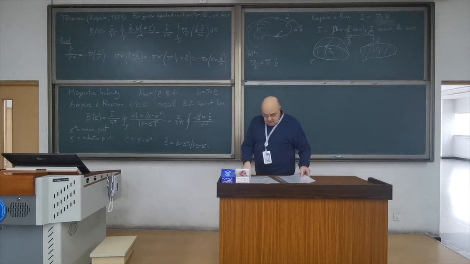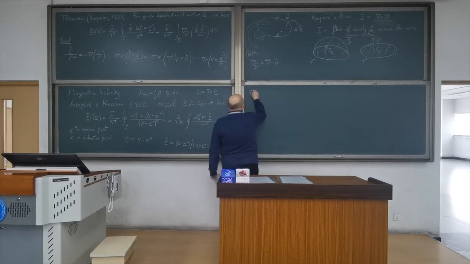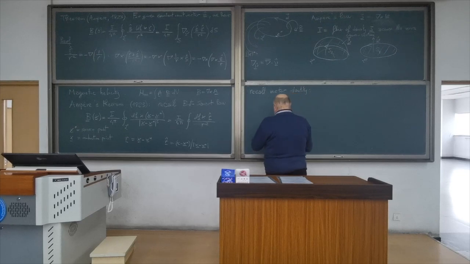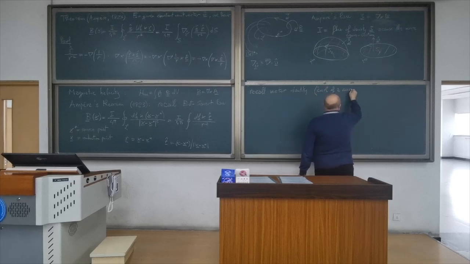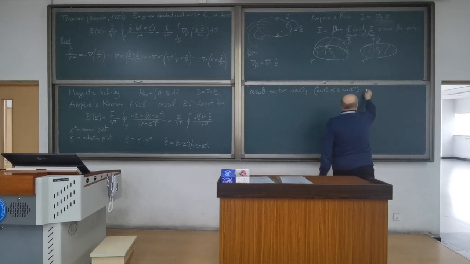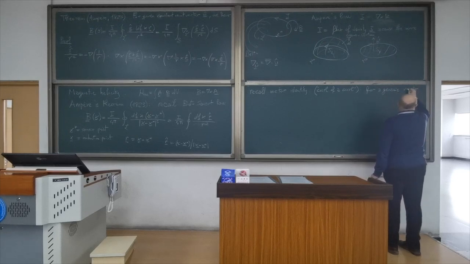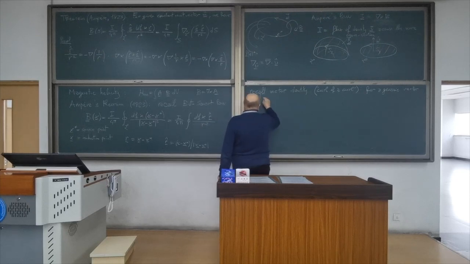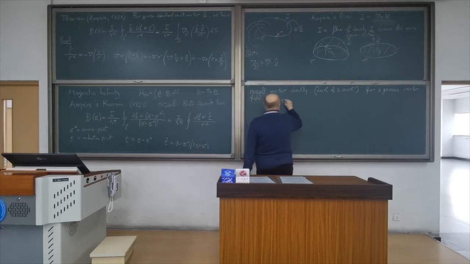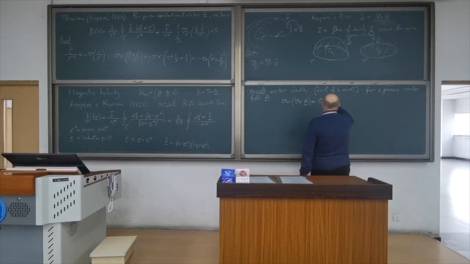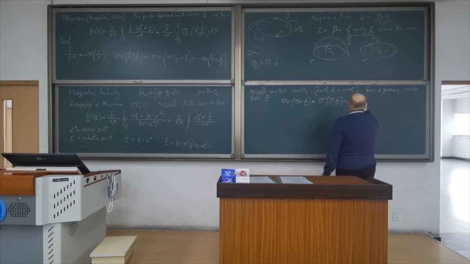All right. So where do we go? We go here. Recall the vector identity, the curl of the curl. For a generic vector field A, we have the curl of the curl of A equal to the gradient of the divergence of A minus the Laplacian of A.